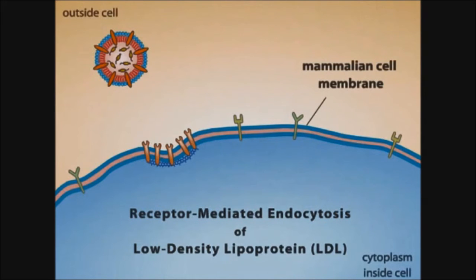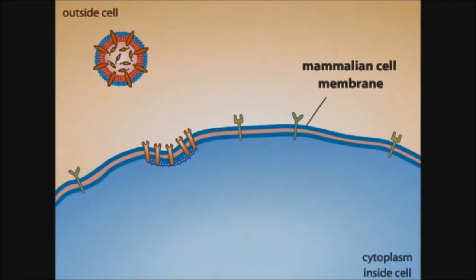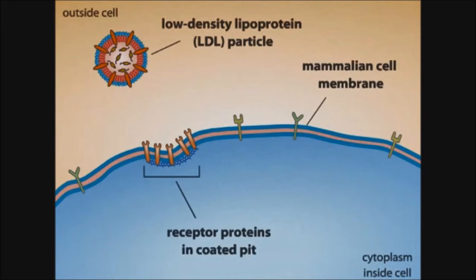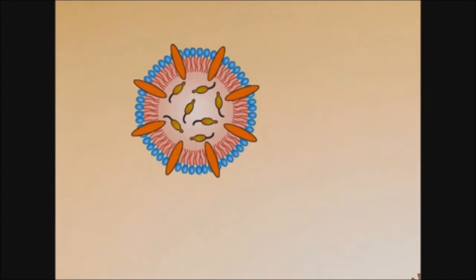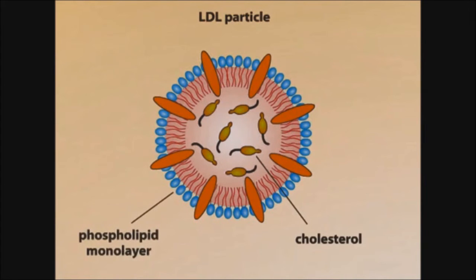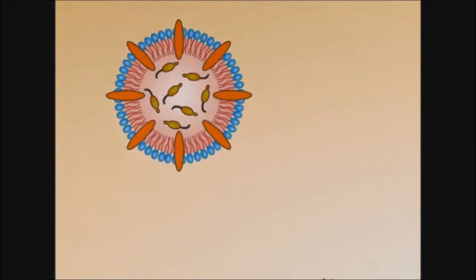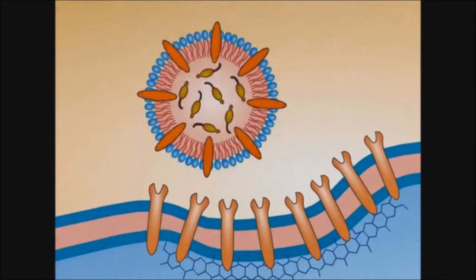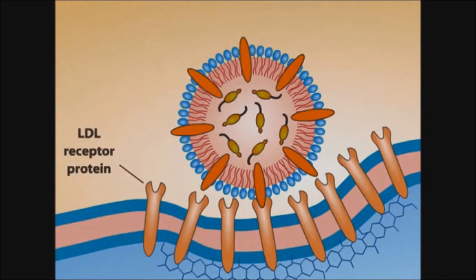In this example of receptor-mediated endocytosis, a cell takes in a particle of low-density lipoprotein, or LDL, from the outside. To do this, the cell uses receptors that specifically recognize and bind to the LDL particle. The receptors are clustered together. An LDL particle contains 1,000 or more cholesterol molecules at its core. A monolayer of phospholipids surrounds the cholesterol and is embedded with proteins called ApoB. These ApoB proteins are specifically recognized by receptors in the cell's membrane. The receptors in the coated pit bind to the ApoB proteins on the LDL particle.